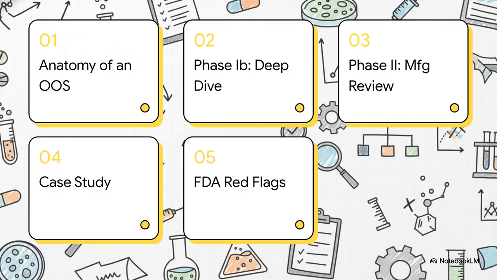To solve this, we're going to map out our forensic audit. First, the anatomy of an OOS. Second, a Phase 1B deep dive. Third, a Phase 2 manufacturing review. Fourth, a real-world case study. And finally, the FDA red flags.